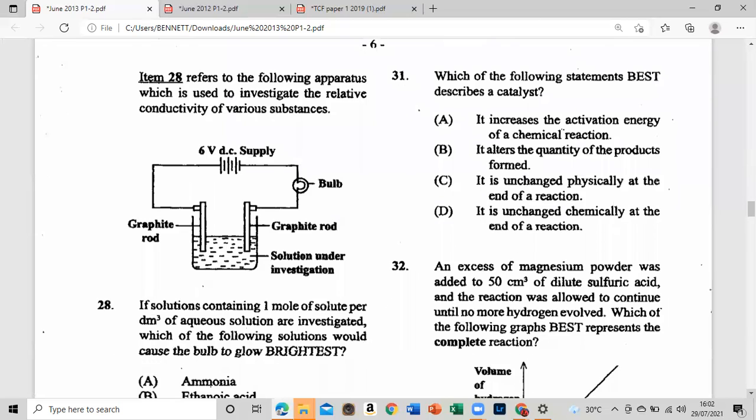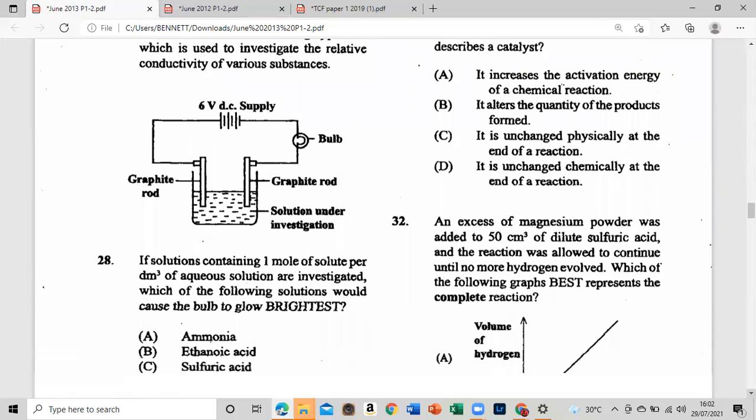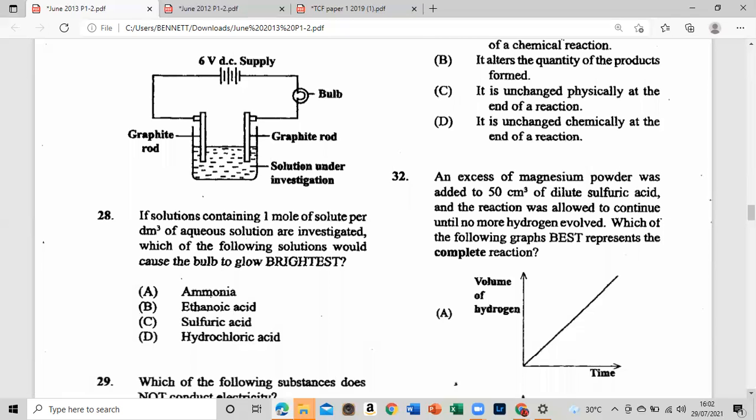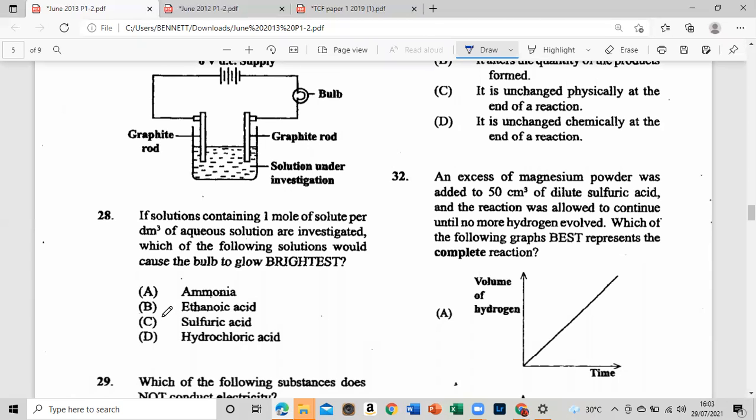28 refers to the following apparatus, which is used to investigate the relative conductivity of various substances. All right, so look at it carefully. See what 28 says. If solutions containing 1 mole of solute per dm3 of aqueous solution are investigated, which of the following solutions would cause the bulb to glow brightest? Is it ammonia, nitric acid, sulfuric acid, or hydrochloric acid? And 28 is sulfuric acid. You are the winner. You are the brightest of all.